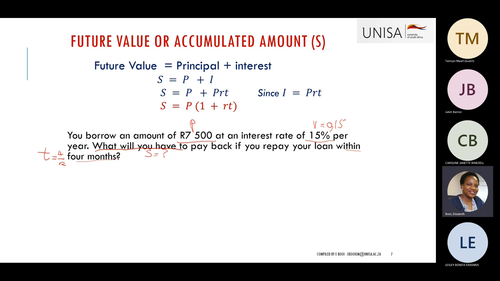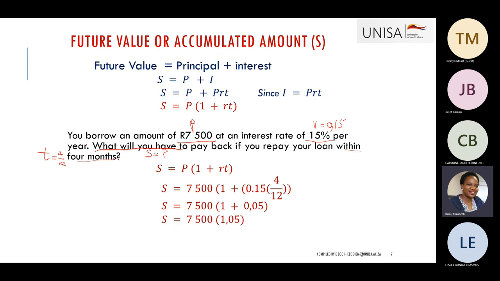Okay, so now we can substitute into our formula, and we know our formula is S equals P times 1 plus RT. So let's substitute. P is 7,500, plus our R is 0.15 times 4 over 12, which is our period or our term. Solving the equation, 4 over 12 times 0.15 gives us 0.05. 1 plus 0.05 gives us 1.05. Multiply that with 7,500, and the answer we get is 7,875. And that's how straightforward and easy it is to find a simple interest.